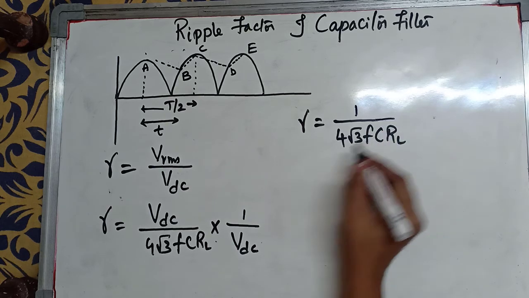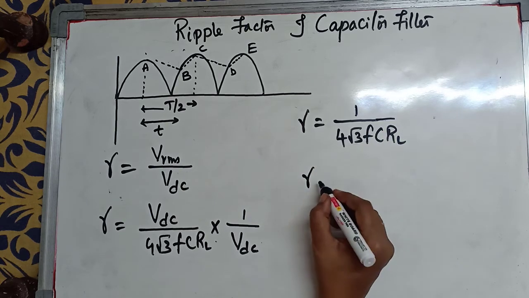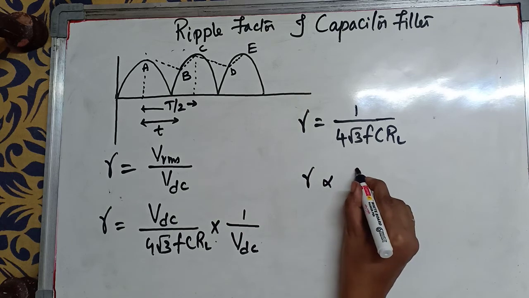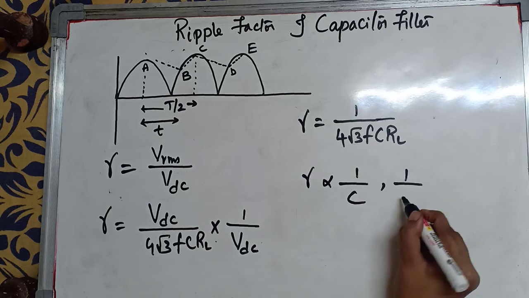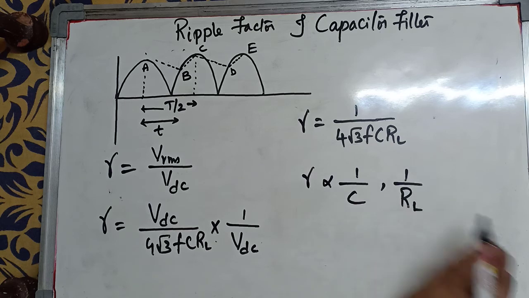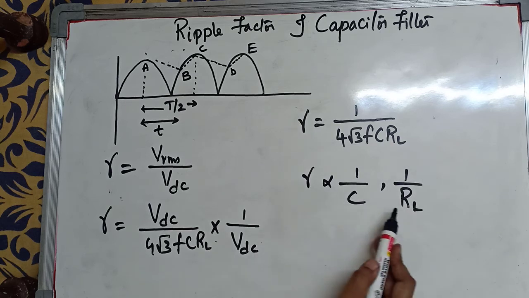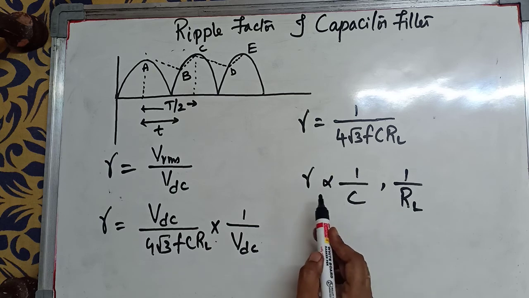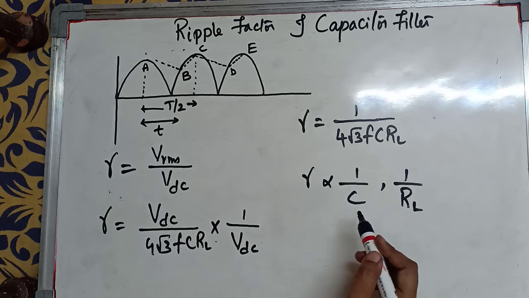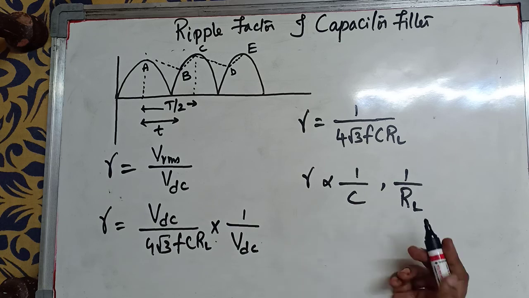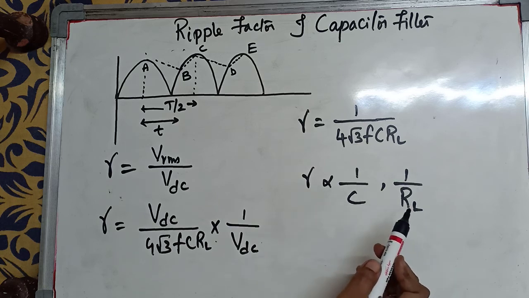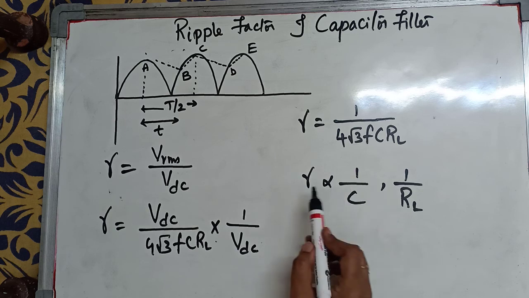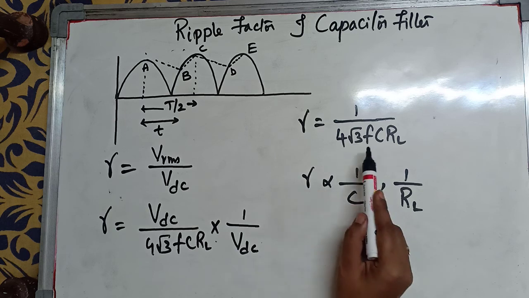FCRL. So the ripple factor of a capacitor filter is inversely proportional to the capacitance of the capacitor, and it is also inversely proportional to the value of the load resistor which we connect. So therefore for having a capacitor filter to be more efficient, we have to connect the capacitance as well as the load resistance of lower values, and also it will work efficiently if the incoming frequency values are more.